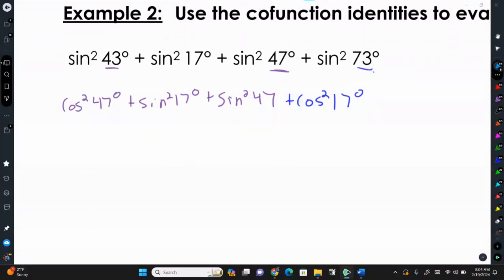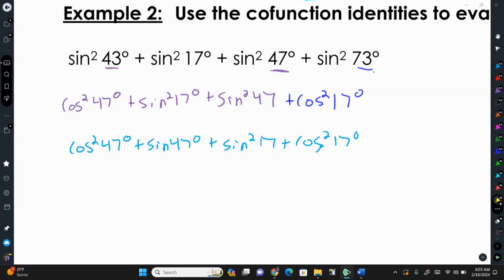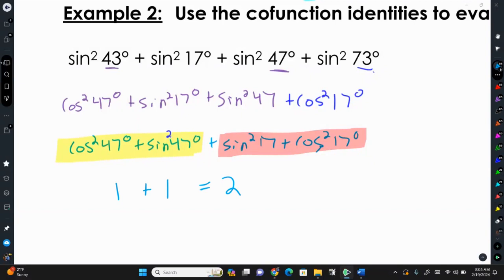So then we can rearrange this. I'm going to have cosine squared of 47 degrees plus sine squared 47 degrees plus sine squared of 17 degrees plus cosine squared 17 degrees. This is equal to 1 because it's cosine squared plus sine squared of the same angle. This is also equal to 1 because it's, again, sine squared plus cosine squared of the same angle. So we have 1 plus 1, which is 2. So that's the value of these cofunction identities.